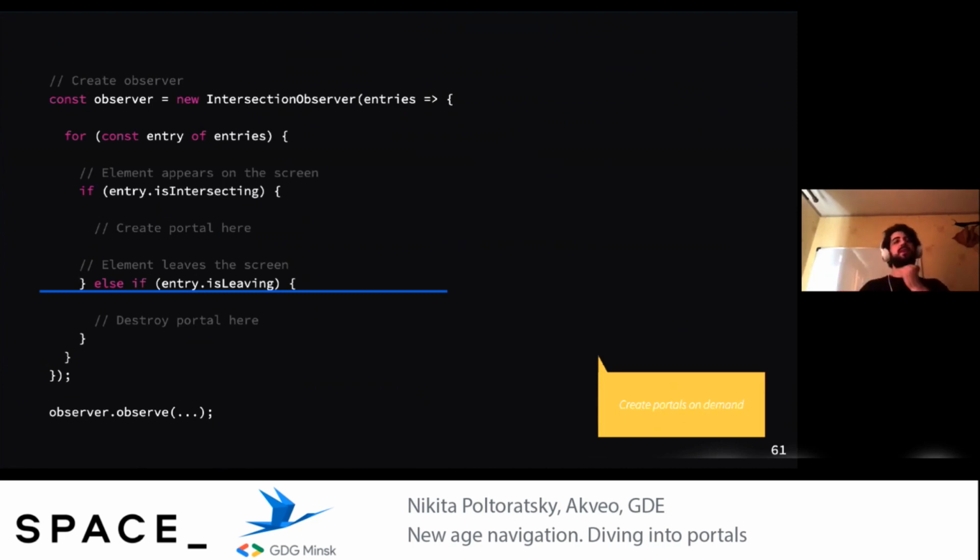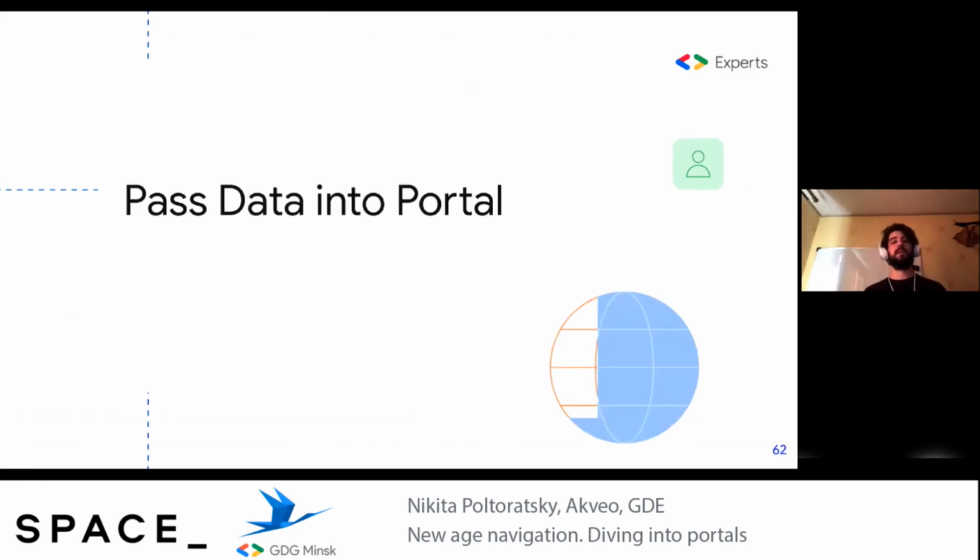Okay, so using intersection observers is a cool idea, but what if, for instance, you really need to keep tons of portals on the page? For instance, you're creating an online shop and you have thousands of elements on the screen and you want to perform very fast navigation to each element using portals, okay? You can't render portals on demand here using intersection observer because all your elements are already on the screen and you have thousands of them. In that case, we can use another cool idea like placing data in the portal.